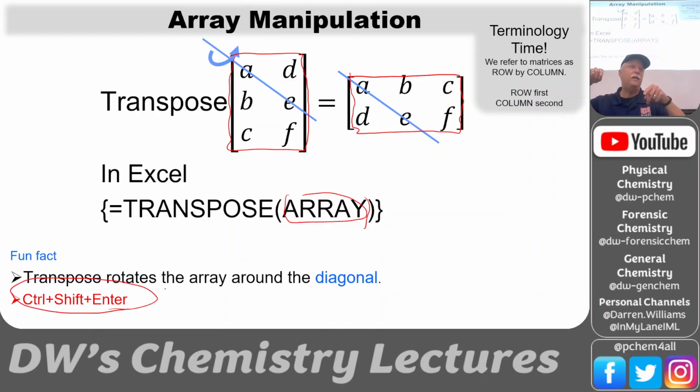to make an array formula. And what that Control Shift Enter does is it kind of copies that formula into all 6 of these spots and generates the data.